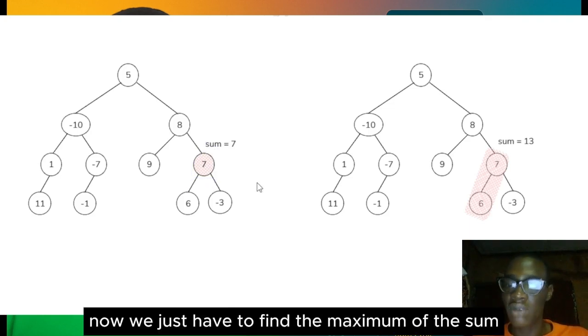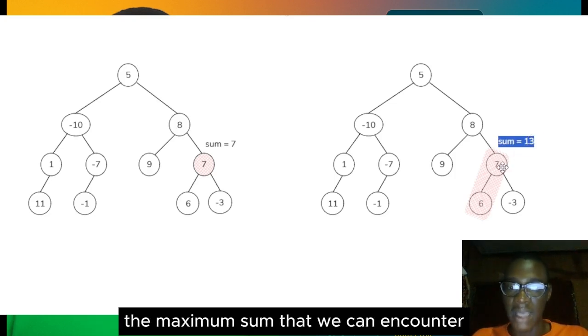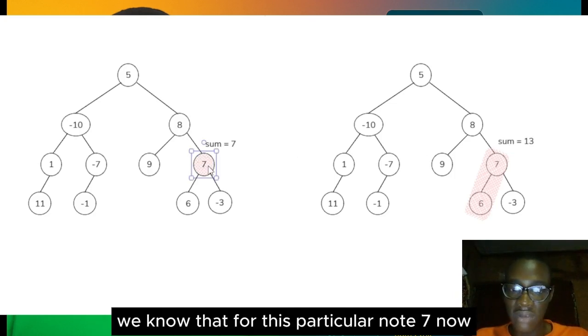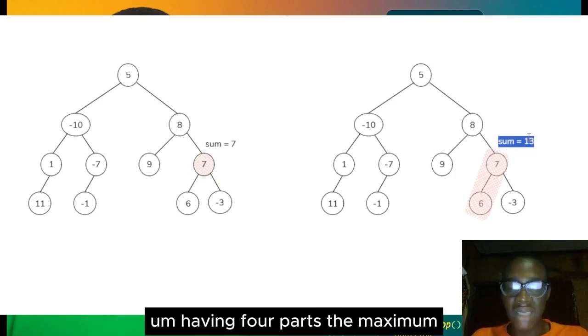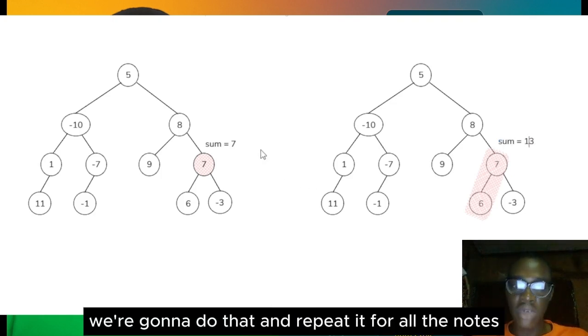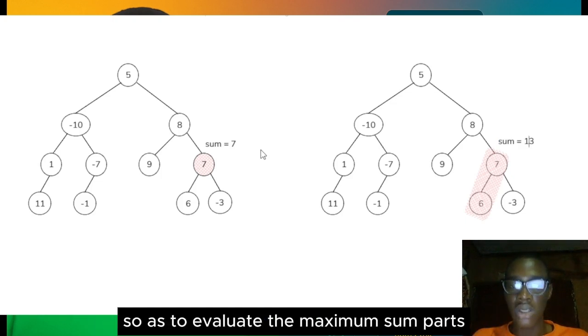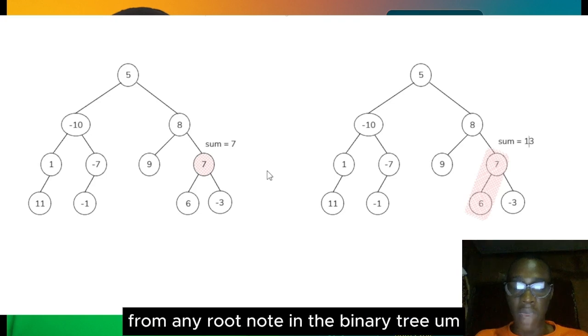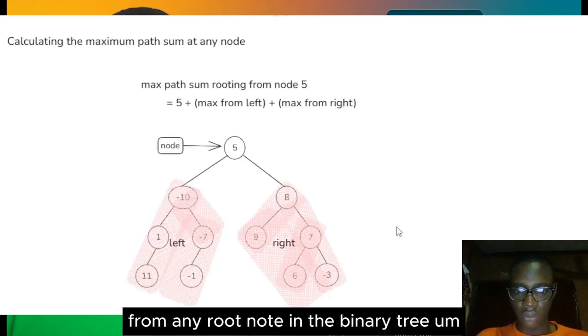Now we just have to find the maximum sum that we can encounter, and we will do that for each and every node. We know that for this particular node 7, having 4 paths, the maximum sum path is 13. Now we are going to do that and repeat it for other nodes, so as to evaluate the maximum sum paths that we can get from any root node in the binary tree.